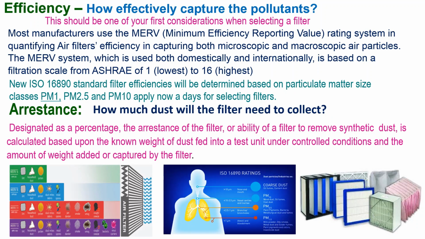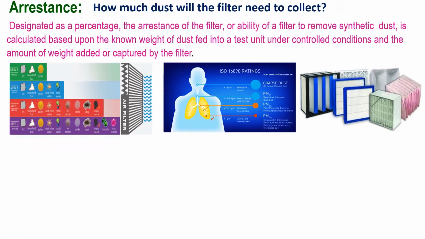Filter selection based on arrestance, which is how much dust the filter will collect. It is designated as a percentage. The arrestance of the filter, or ability of a filter to remove synthetic dust, is calculated based upon the known weight of dust fed into a test unit under controlled conditions, and the amount of weight added, or captured, by the filter. This is a very important factor.